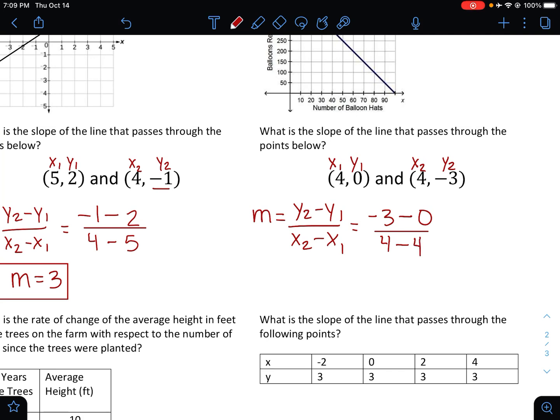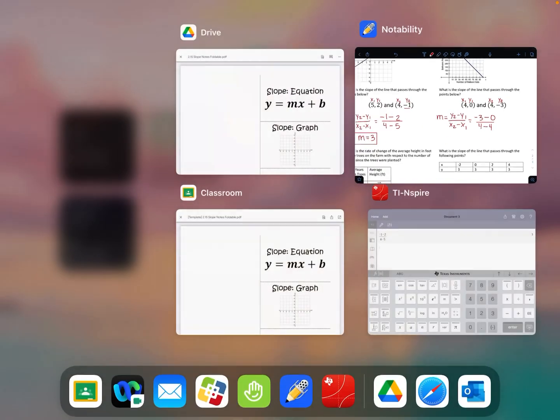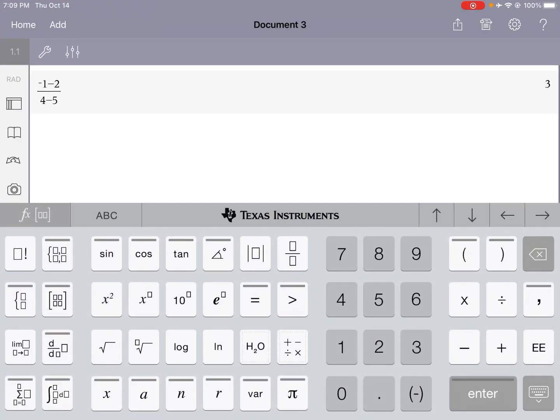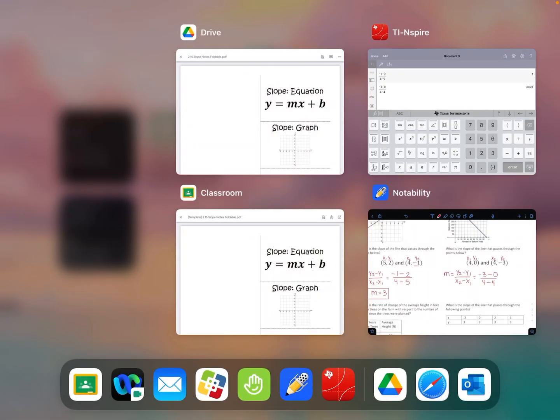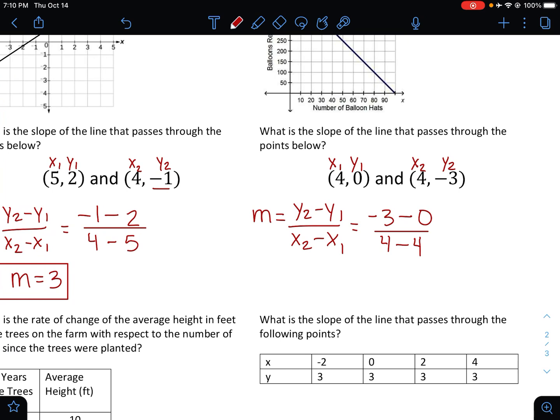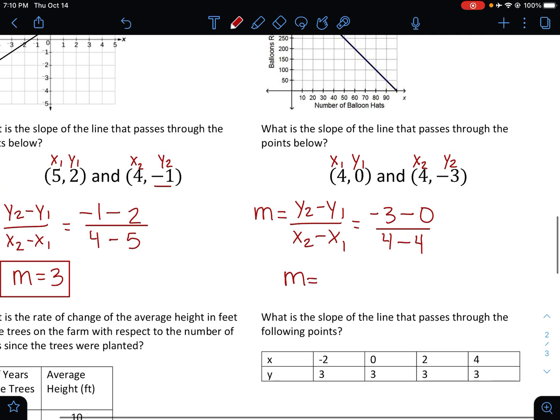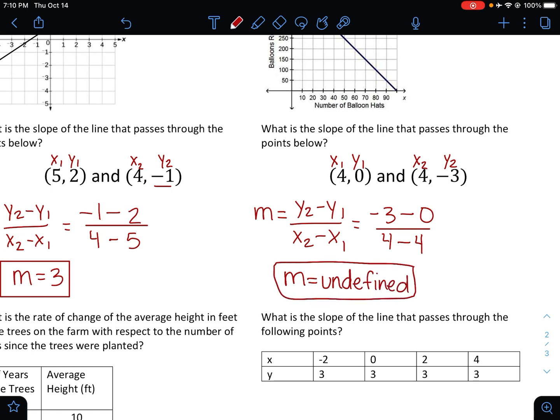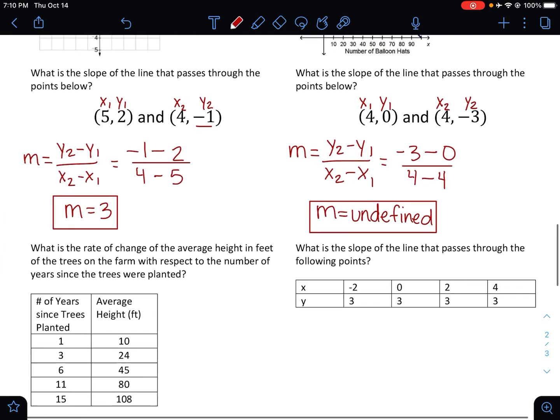So I'm going to switch back over to my calculator and type this in. So I get my fraction button by hitting Control Divide. Negative 3 minus 0 over 4 minus 4. Press enter. It tells me it's undefined. So that's my answer. So for this example, our m, our slope, is undefined. Okay, so those were examples of points.